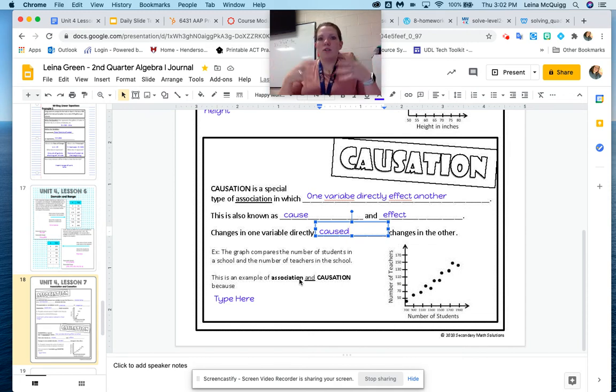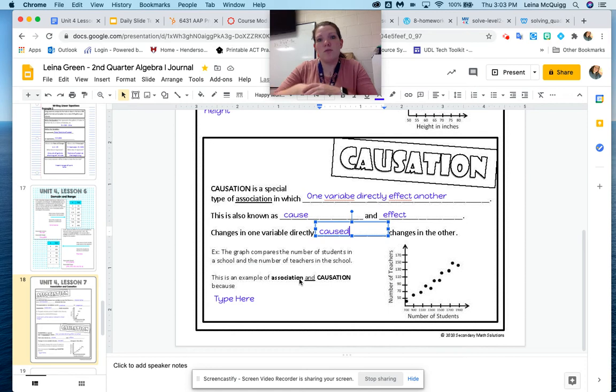So this is association because they're related to one another, and it's causation because if one of them changes, then the other one has to change, right? So if the number of teachers goes down, if teachers start quitting, then they have to start sending students to other schools because they don't have enough teachers to take care of the students, okay?